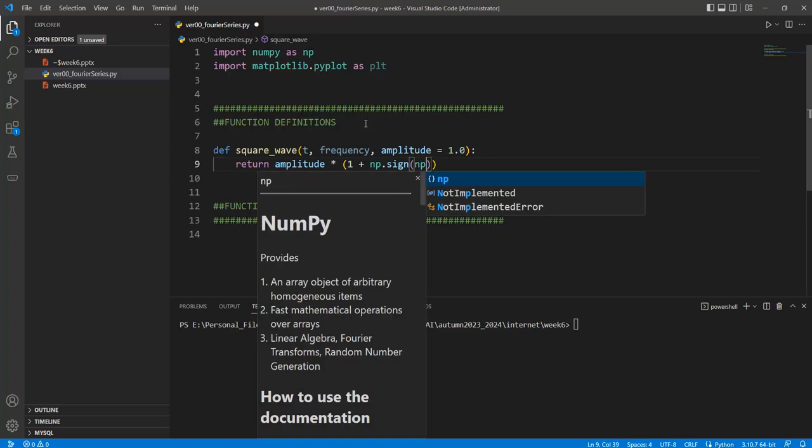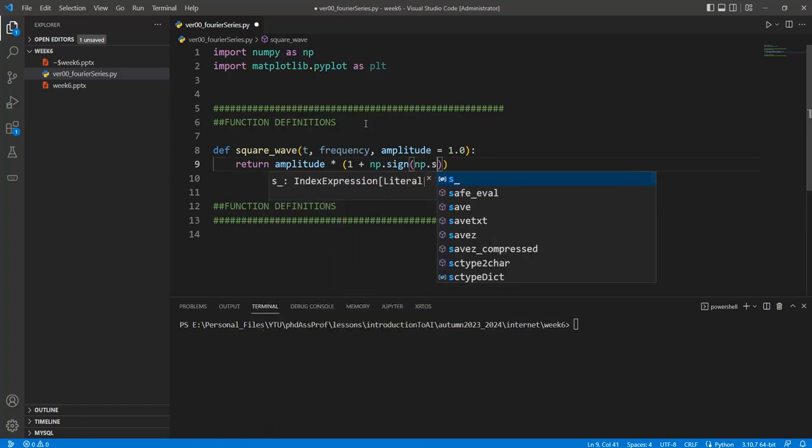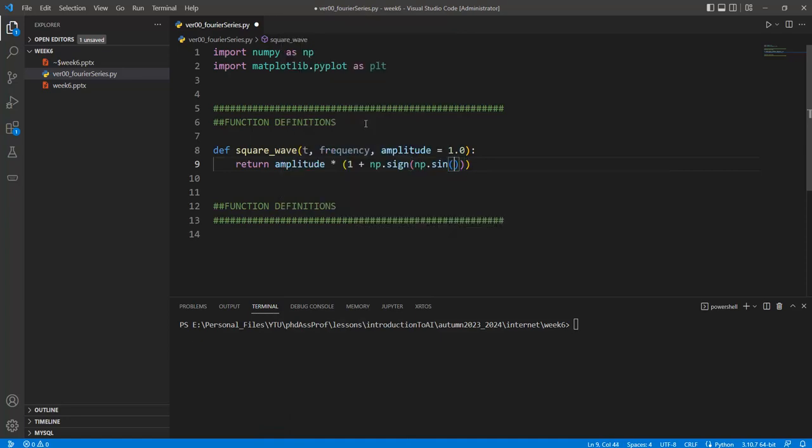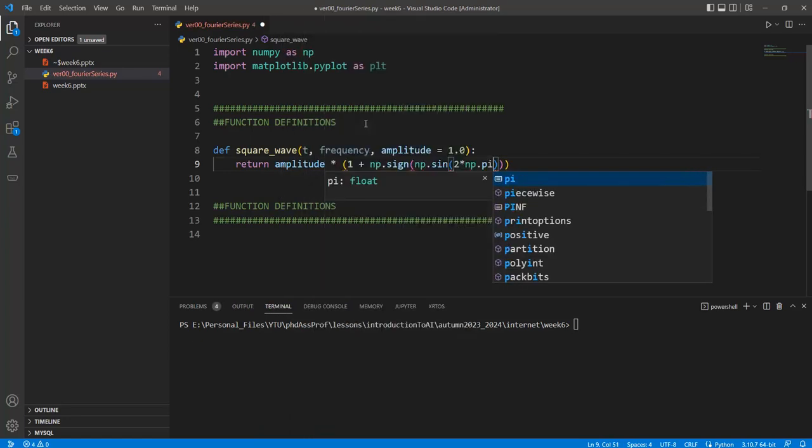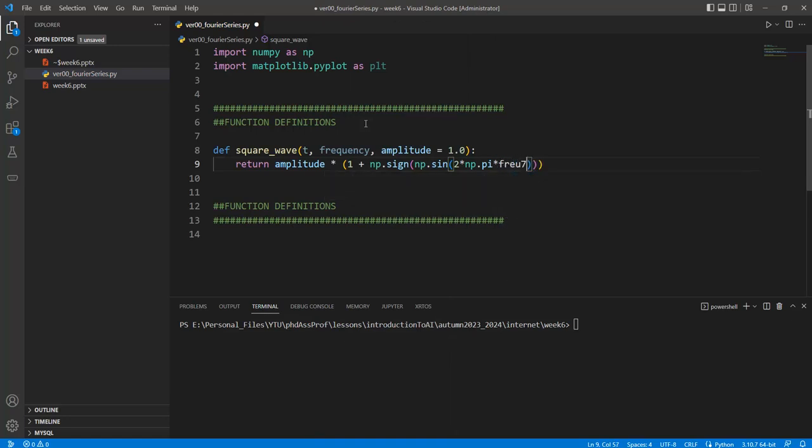Okay, and so np.sin of 2 times np.pi times frequency times t. Okay, and after that we should divide the values by 2 because we want our signal to be in the range of 0 to 1. Okay, this is the standard representation of the np.sign and np.sin function.